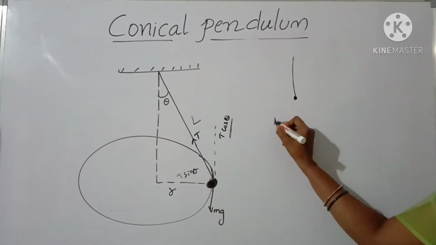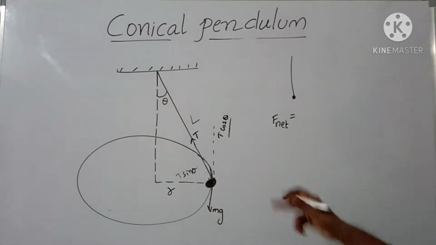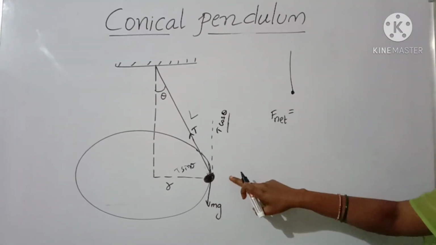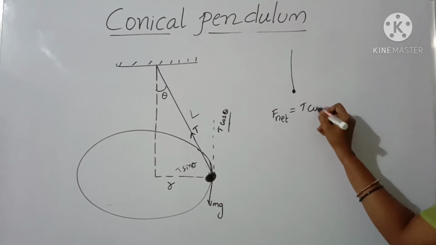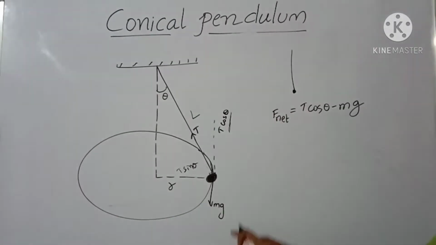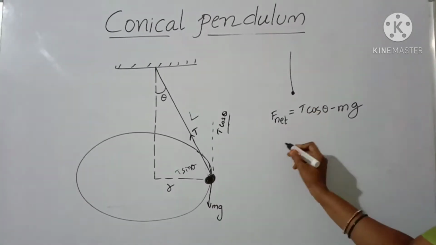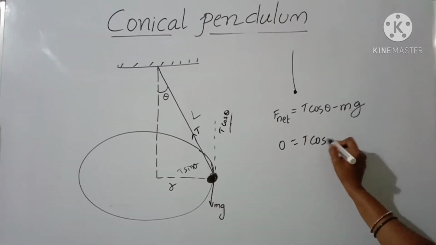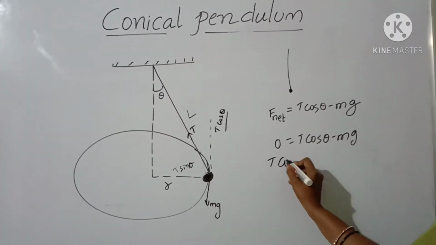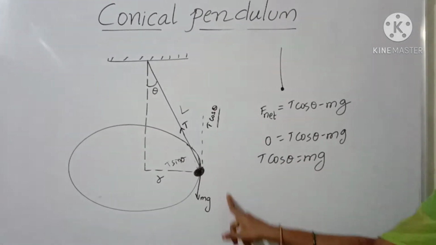From the free body diagram we can say F net equals the sum of the forces acting. In the vertical direction, how many forces are acting? T cos theta is in the upward direction and mg in the downward direction. So T cos theta minus mg. But in the vertical direction there is no net force, so F net equals 0. 0 equals T cos theta minus mg. Now sending minus mg to that side, we get T cos theta equals mg. This is the vertical component equation.